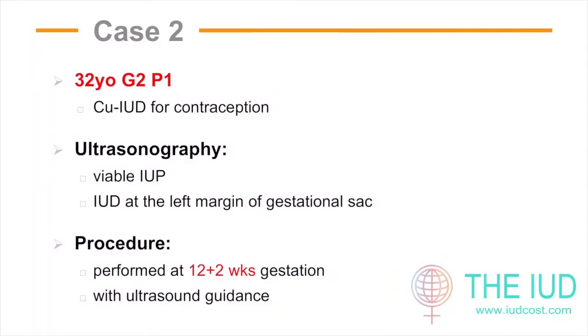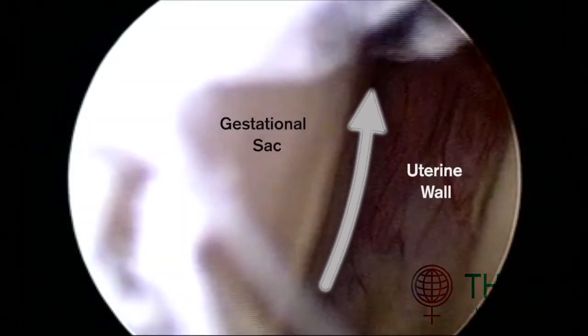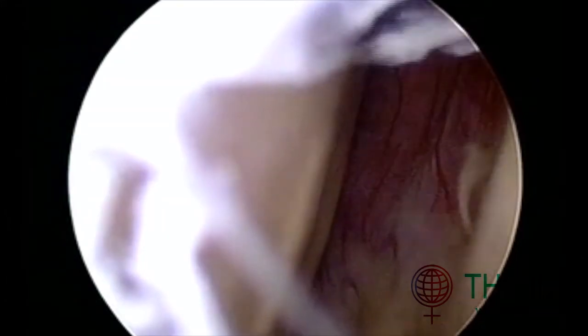Case 2 is a 32-year-old Gravida 2 Para 1 who had a copper IUD removed at 12 weeks 2 days under ultrasound guidance. This case nicely depicts the challenges in visualization posed by extensive intrauterine mucus and debris in pregnancy. We attempt to minimize removal and reinsertion of the scope to clean the lens. Here, you can see a track created to pass the hysteroscope between the gestational sac and lateral uterine wall.